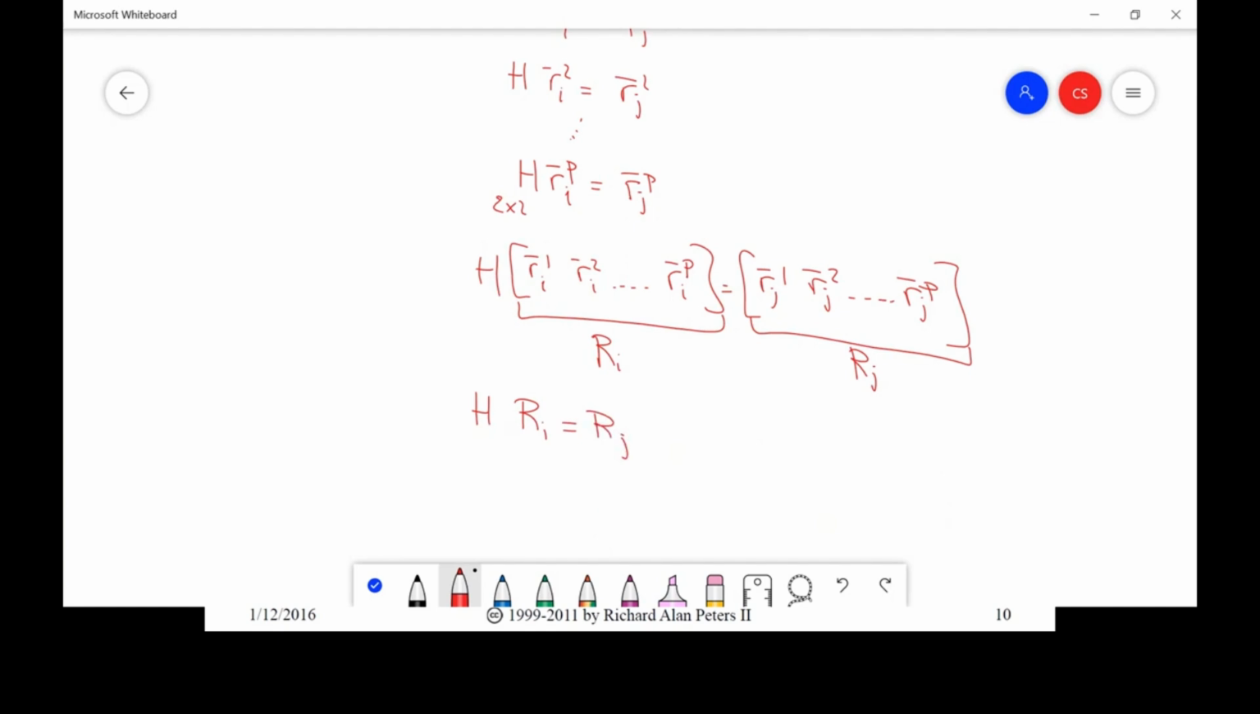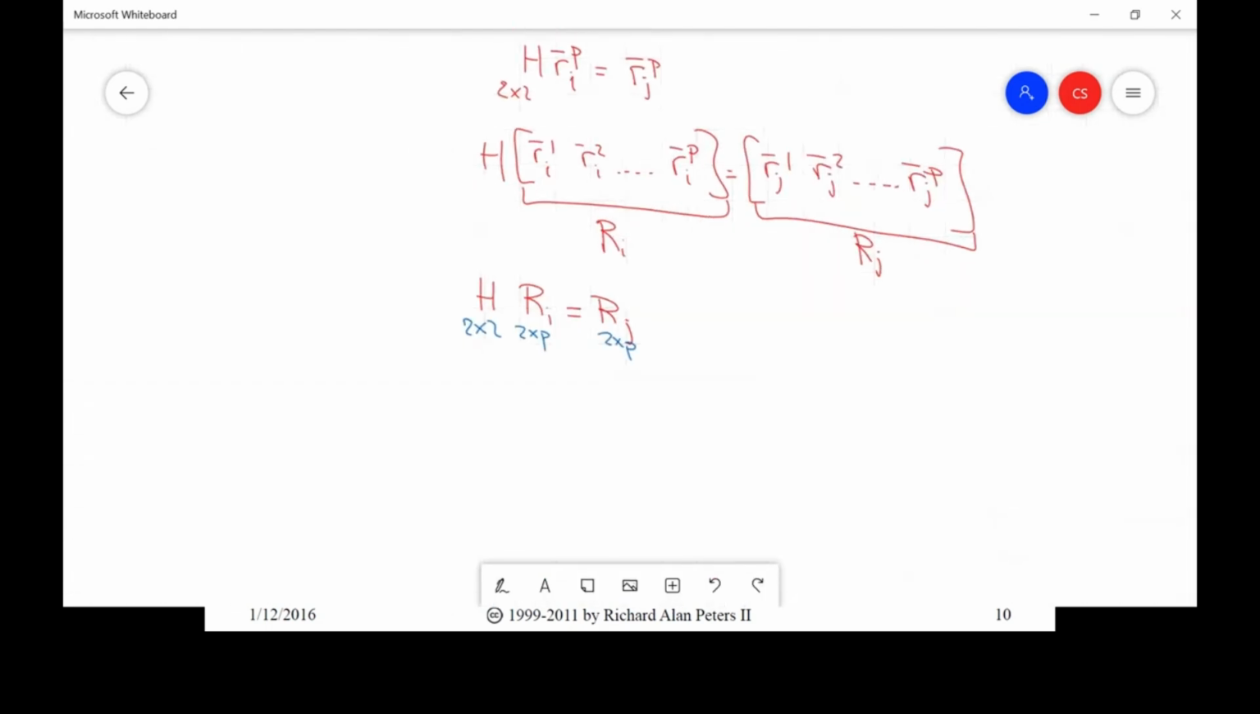Let's think of the sizes of this thing. This is 2 times p, this one is 2 times p, this is 2 times p. So, size-wise, it is a correct equation. But then I see Ri is not invertible because it is not a square matrix. So I cannot simply take Ri to the minus 1 to the right, but nobody knows the solution of this. So we already know that I have to multiply by Ri transpose.